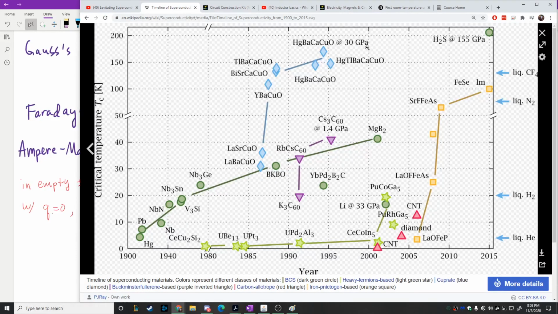Oh, here we go. 30 gigapascals, much less. But look at these temperatures over here. This is the critical temperature, right? None of these are even remotely close to room temperature. We're at 200 Kelvin, so we're still a good 170 Kelvin off. But here's liquid nitrogen. So anything above the liquid nitrogen level, you can just cool off with liquid nitrogen. And I would almost certainly guess that one of these up here is what he was using in the video.